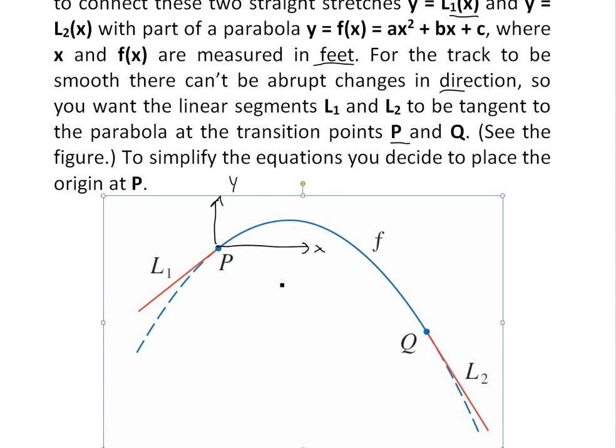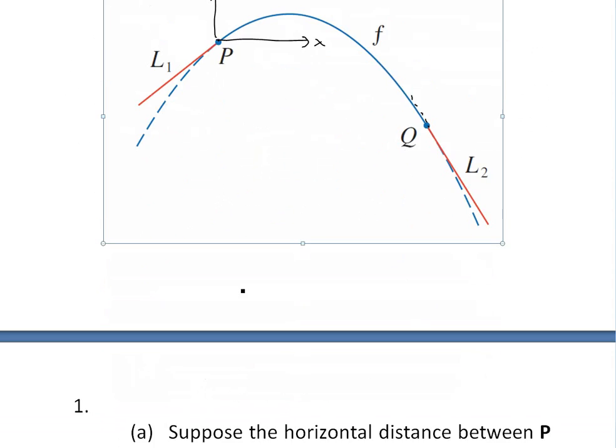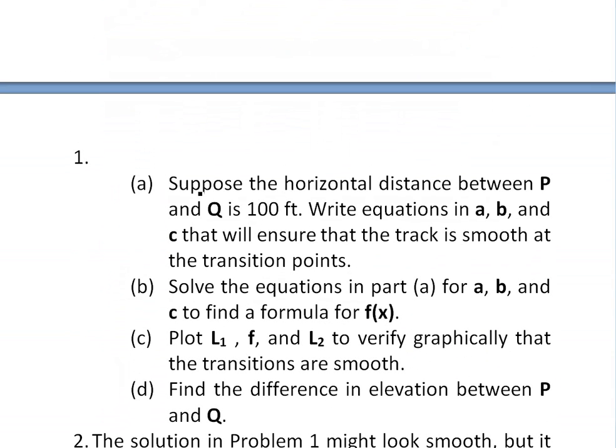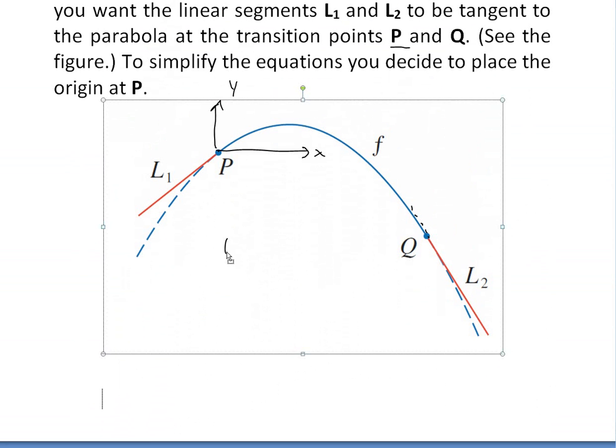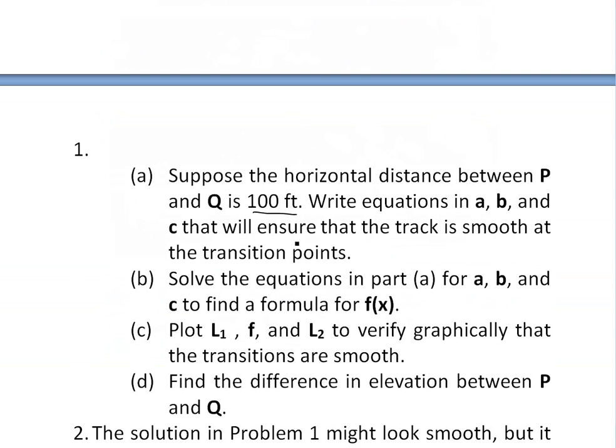As you can see, this is the part of the roller coaster you're supposed to design, and there are straight lines tangent to this point, and another straight line right here tangent to here, and this dashed line is this parabola f of x right here. It goes like that. So let's go with the first question. It states, suppose the horizontal distance between P and Q is 100 feet. That's basically this distance right here, 100 feet.